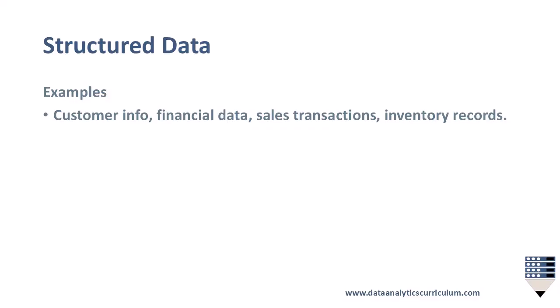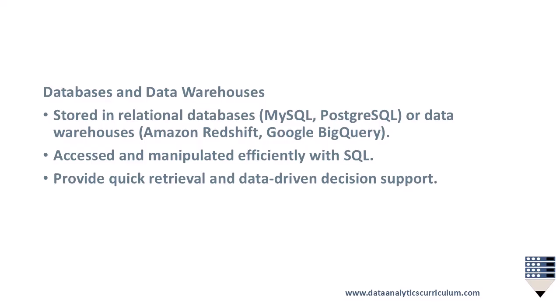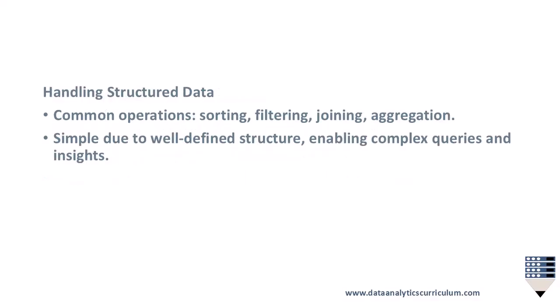Structured data. Examples. Some common examples of structured data include customer information, sales transactions, financial records, and inventory data. This type of data is often stored in relational databases such as MySQL or PostgreSQL, or in large-scale data warehouses like Amazon Redshift and Google BigQuery. Structured data makes it possible to retrieve and manipulate information efficiently for reporting and decision-making.